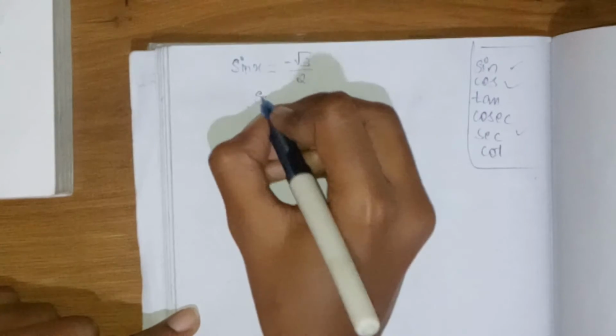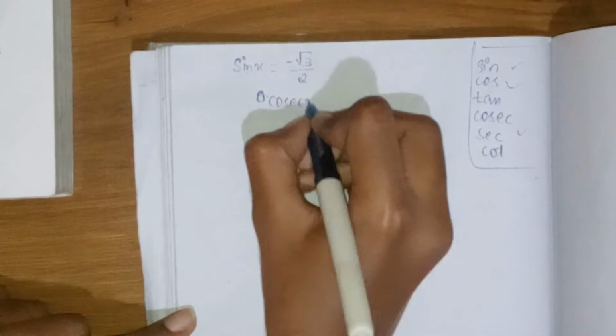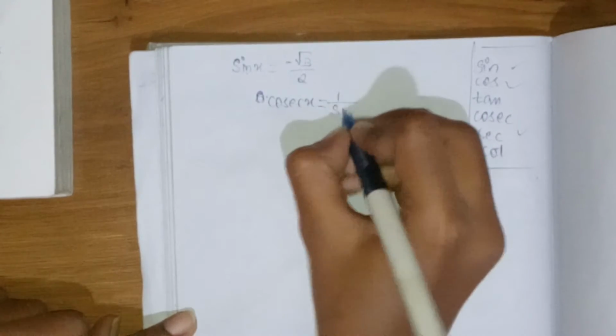So cosecant x is equal to 1 by sine x, that is 1 by minus root 3 by 2. When we do like this, the downward part will become the reciprocal.